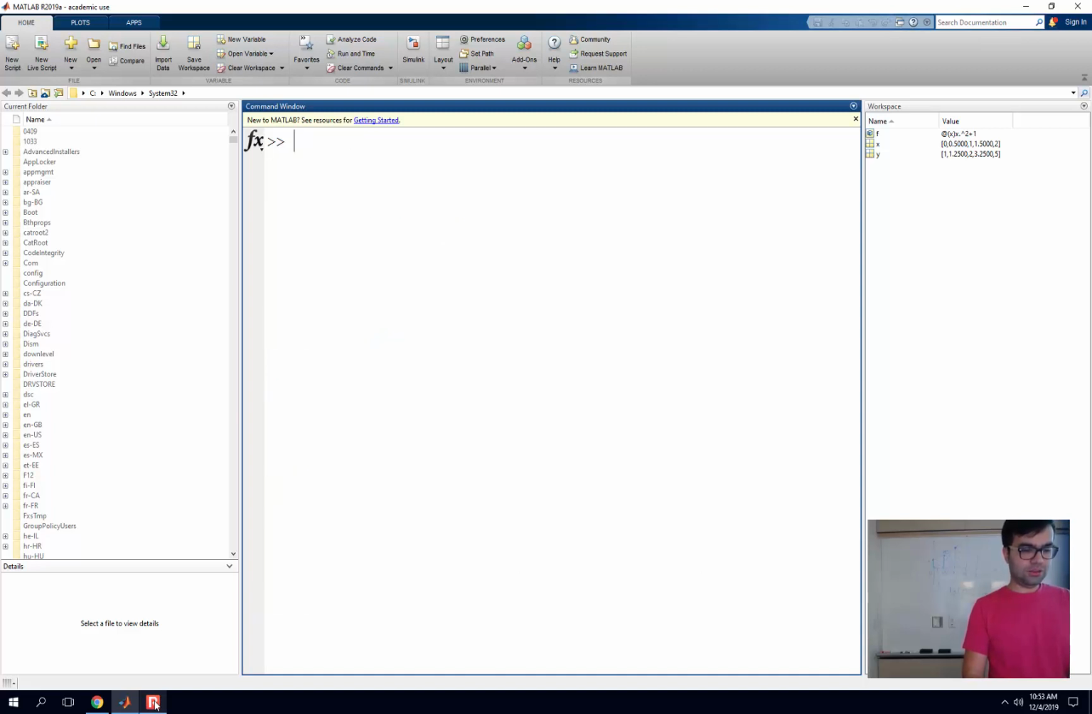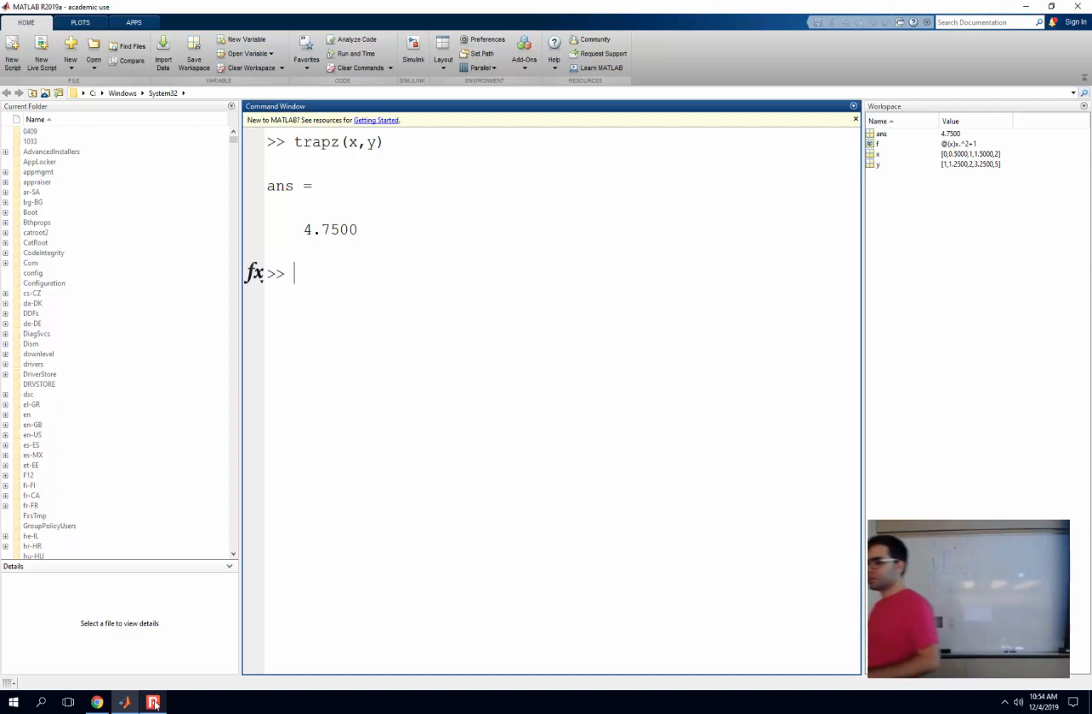Let me use CLC so everyone in the back can also see this. trapz of x, y. So basically we are now estimating the area under the curve, but not as an analytical solution. We have a numerical solution. We approximated the analytical value. What was the analytical value? 4.67.